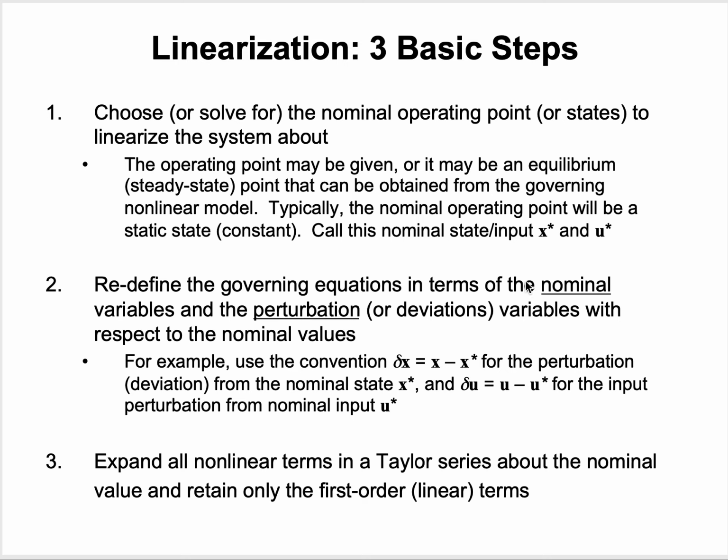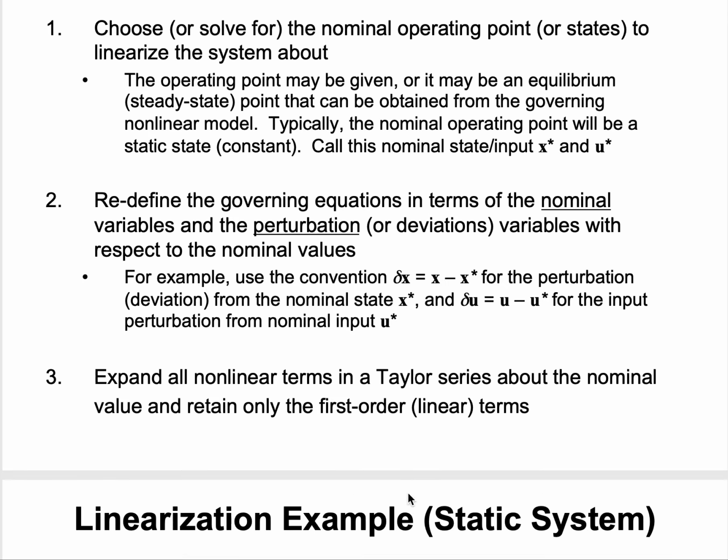Redefine the governing equations in terms of nominal variables and perturbation variables. Remember, what was perturbation? It's delta. We show it with del x. Del x is equal to x minus x star. That x star is the nominal operating point that we linearize the system about, and x is the state of the system, and del x is the difference from the nominal operating point. And similarly, we have del u defined similarly. Expand all nonlinear terms in Taylor series and retain only the first term in the Taylor series.